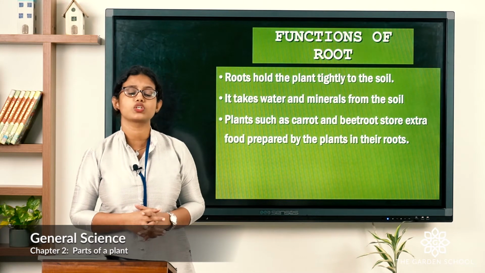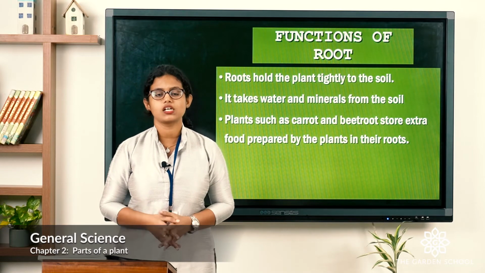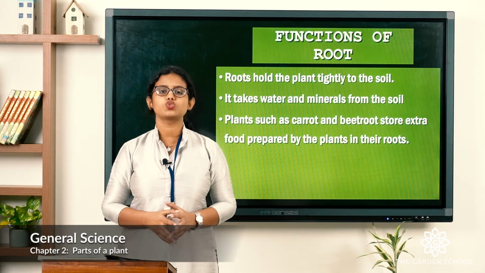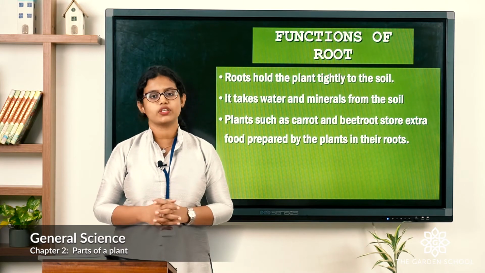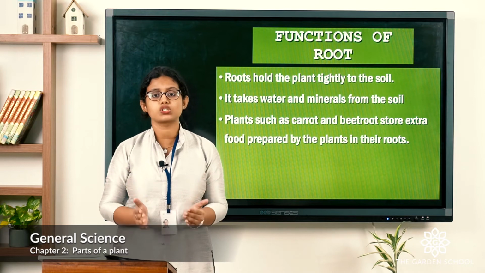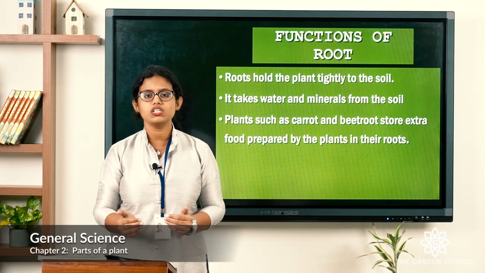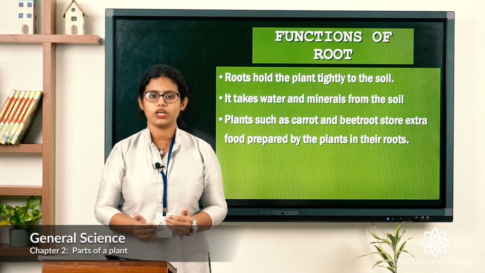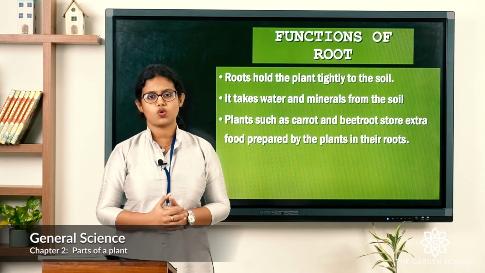Let's see the second function of a root. The second one is it takes water and nutrients from the soil. We all know that plants are living things. They need air, water and food to live. And the root takes the water and nutrients from the soil. It absorbs the water and nutrients from the soil.